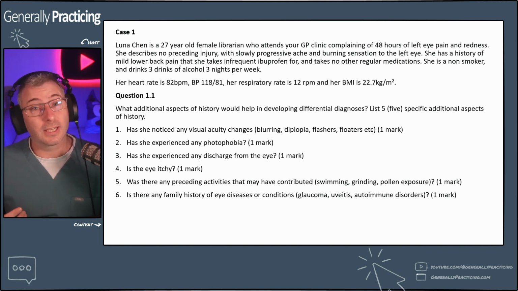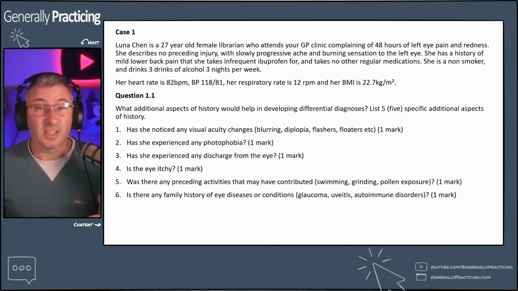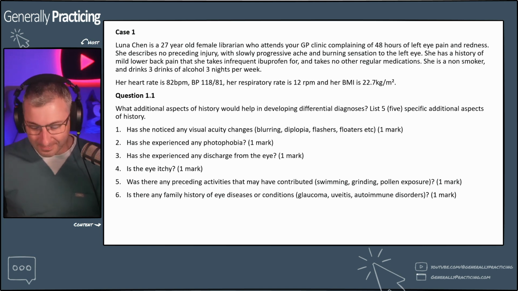Now, of course, if you're not so comfortable putting something like that down, you could then ask, is there anything like a family history of eye disease or conditions? And I probably would list something to specify what I'm talking about there. So that would be something like glaucoma, uveitis, or in particular, any autoimmune disorders. Hint, hint, wink, wink, nudge, nudge. We'll come back to that later on.